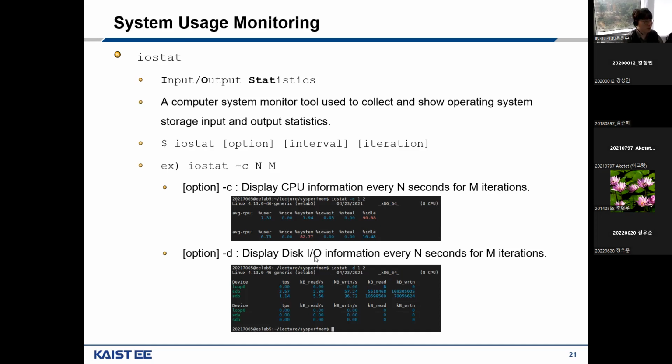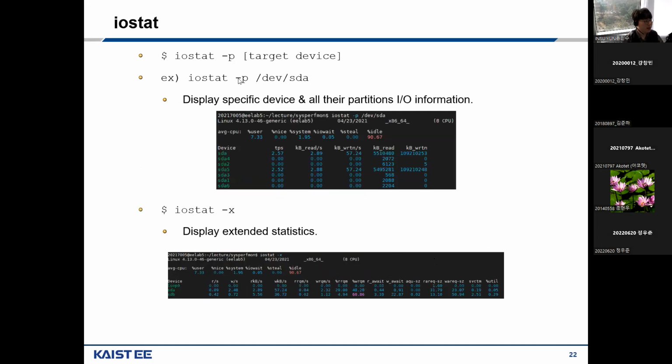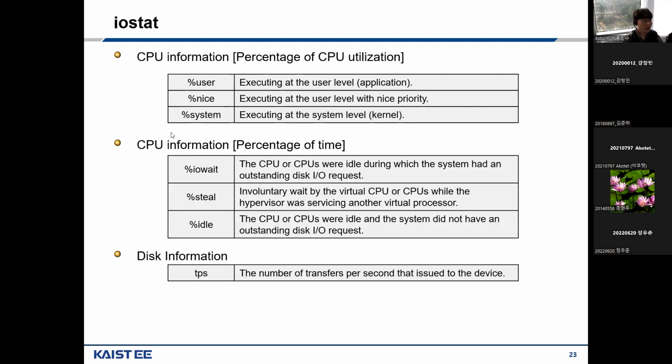And the -d option will show you the disk IO information every n seconds for m iterations. The -p option will show you the specific device and how it is partitioned, so you can see from here. And the -x option shows extended statistics, which means it gives you more information. Here, if you see this, it has only 1, 2, 3, 4, 5 pieces of information, but if you use -x, it gives you more. These are the information given by iostat.